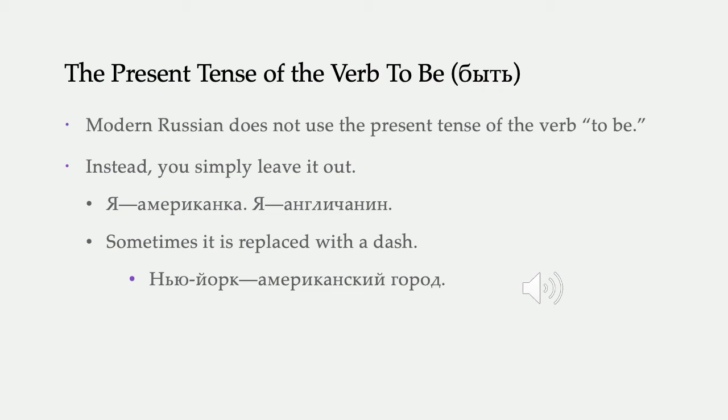So if you want to say, I am an American, you could say, Я американка, literally, I American. Or I am English, Я англичанин, literally, I English. Sometimes, as you can see from these examples, you would put a dash where the present tense of the verb to be would be in English. So, for example, New York, американский город. New York is an American city.